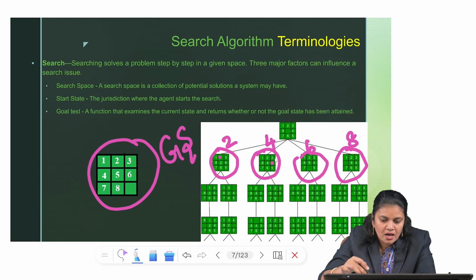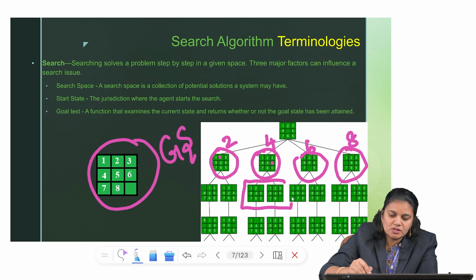3 can be moved, 4 can be moved, as well as 5 can be moved. If we move 4, we are moving back to the previous state, so we will avoid it. Instead of that, we can have 2 different movements: 3 can be moved down and 5 can be moved up. So we are getting these 2 states here.